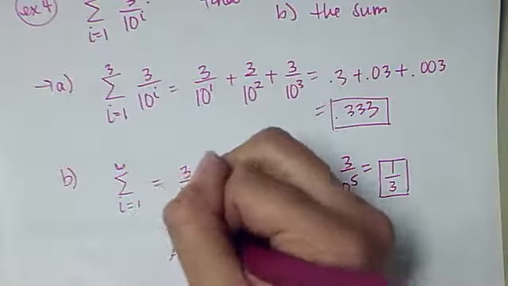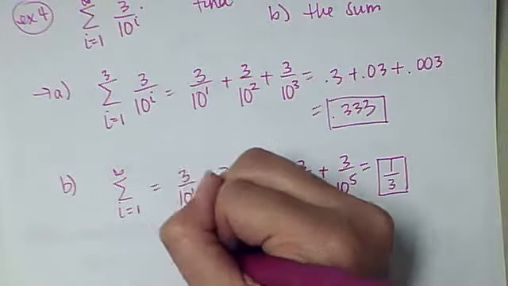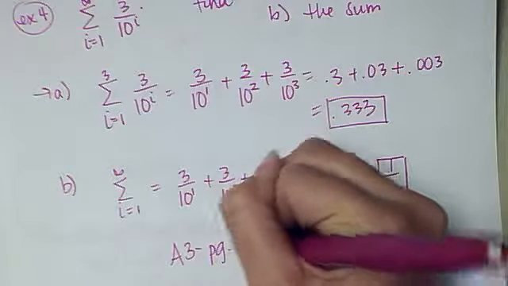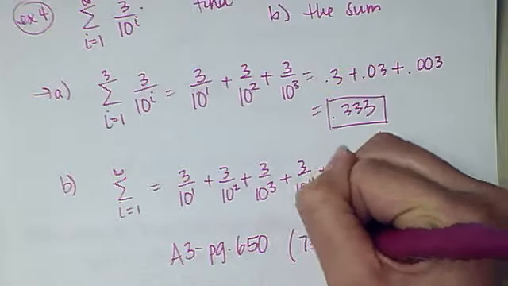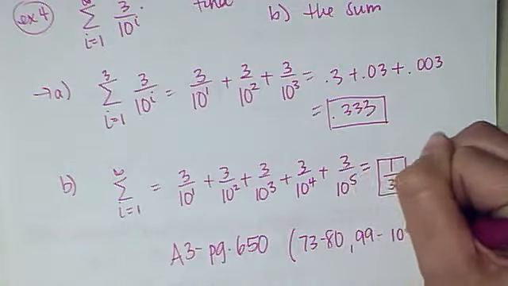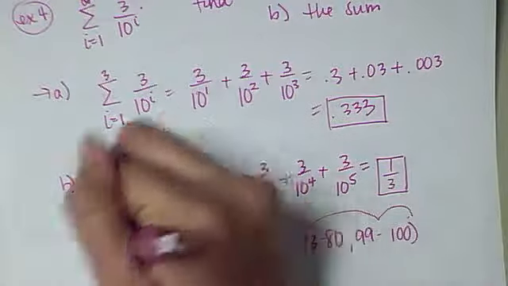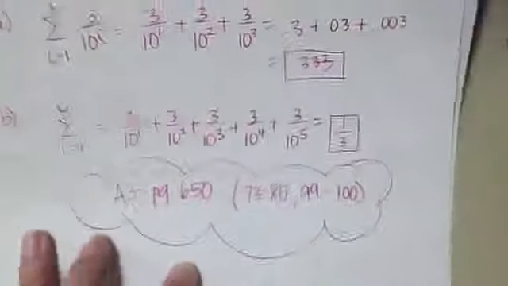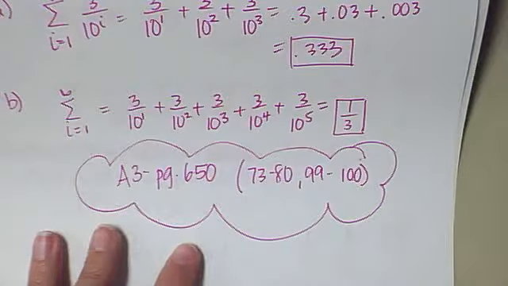Your assignment for this one is number 3, and it's page 650. It's numbers 73 to 80 and 99 to 100. Good luck. Let me know if you have questions, and as always, sometimes this is hard at first when there aren't specific steps. You will get the hang of it. If you don't, come to tutorials, and I'll help you out.